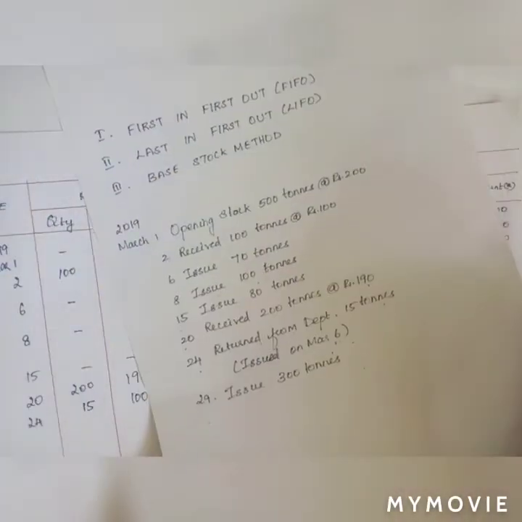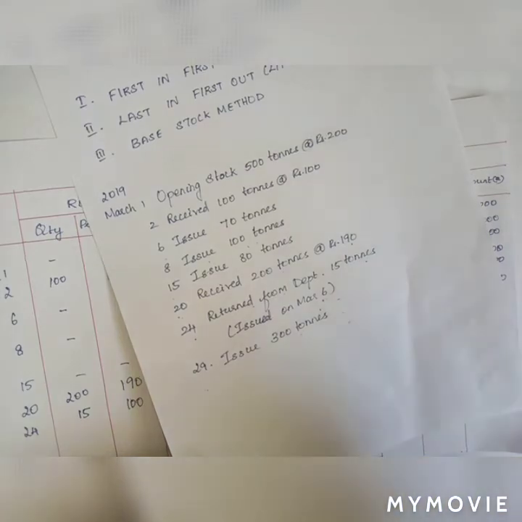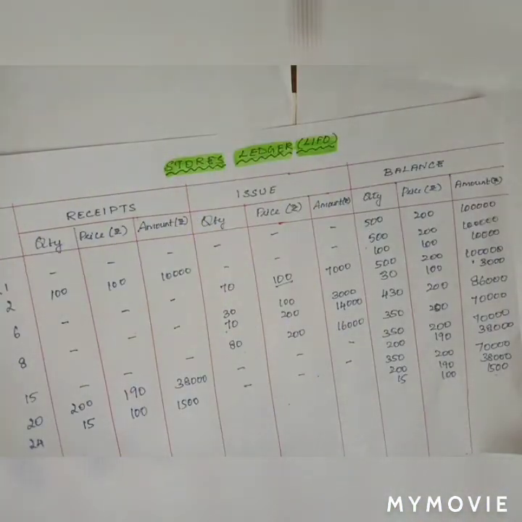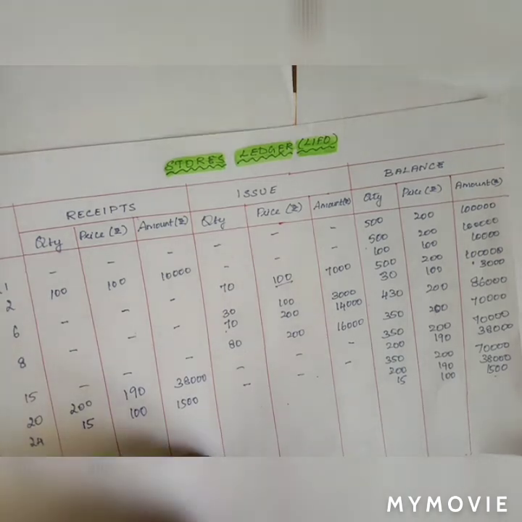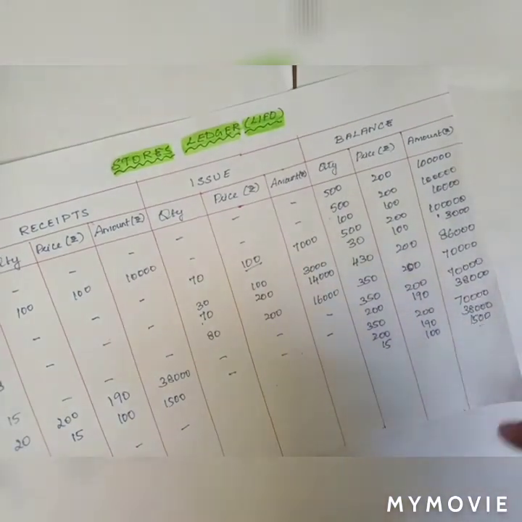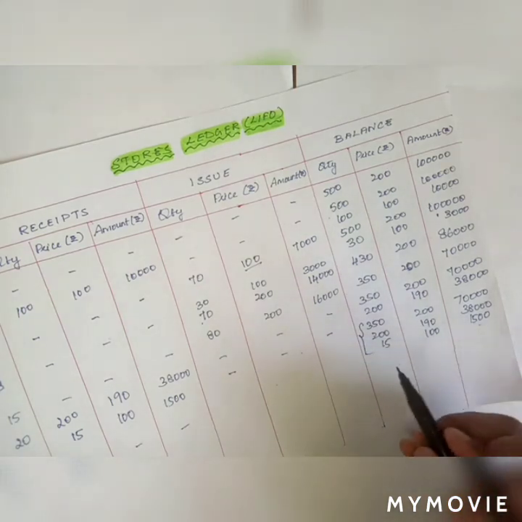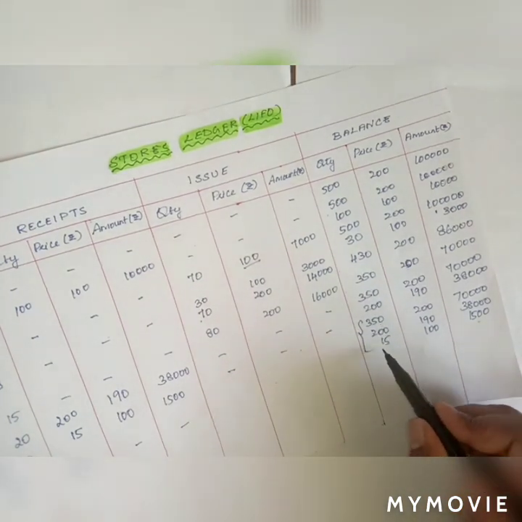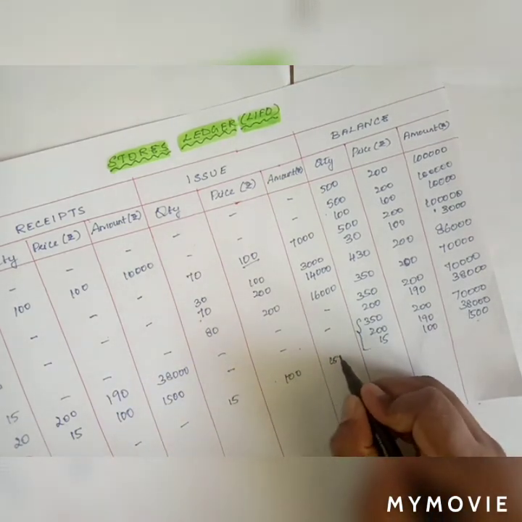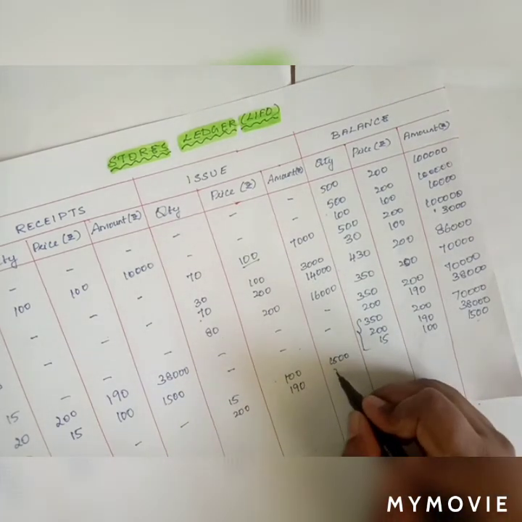Then we'll see on 29th, there is an issue of 300 tons. We'll see how this issue has been worked out. On 29th, you have to issue 300 tons. So the latest has to be issued first. Here you can see the latest is 15 units. These materials are available right now. So you have to come from the latest. So 15 units will be issued as such. So it will be 1,500. Again 200 units will be issued at 190, 38,000.